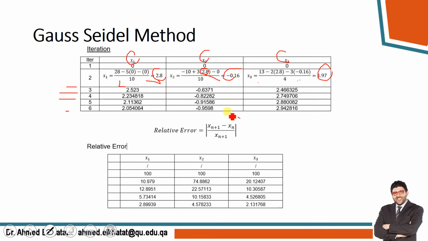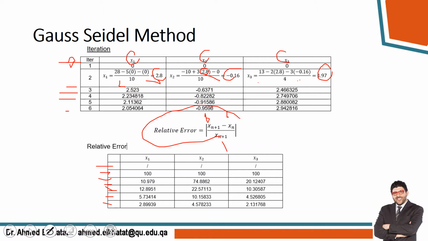Then we can calculate the relative error as x new minus x old, all over x new. For the first iteration we can't calculate it because we don't have the previous one. For the second one, of course, it will be the maximum, 100%, but as we go further with iterations, the relative error becomes smaller and smaller and smaller.